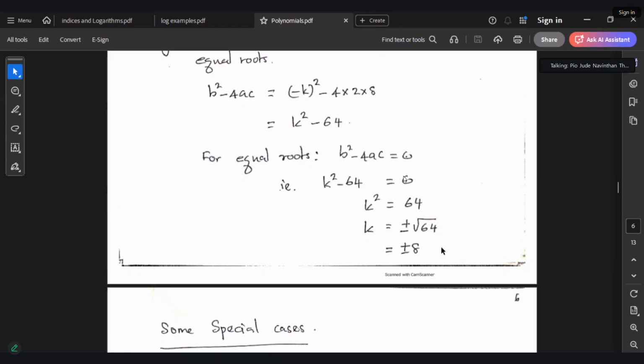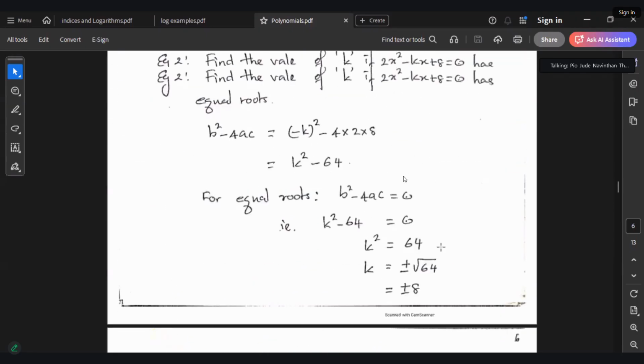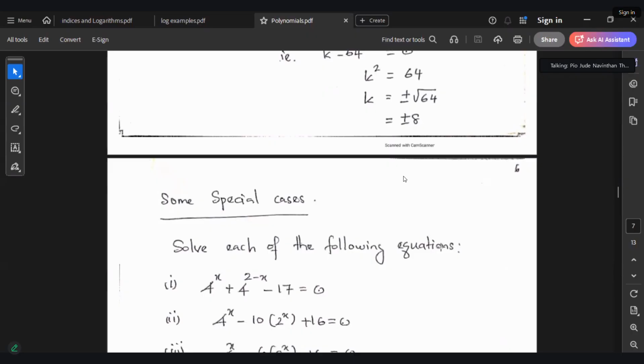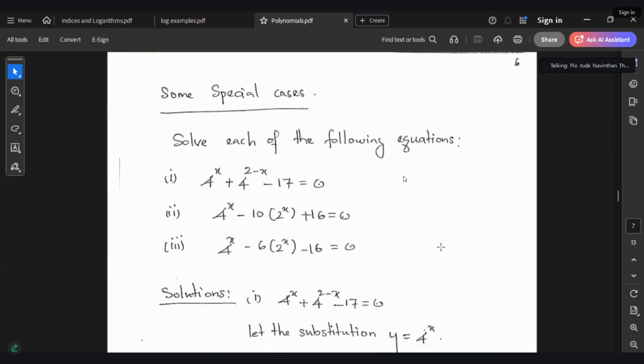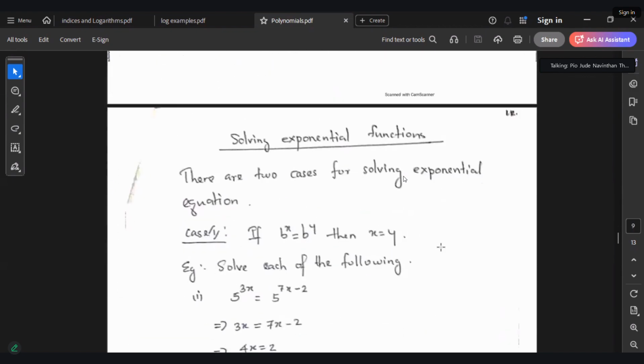So we will stop today. And some special cases, yes, this is okay. It's very good. I come to this point also. Then in the next lectures, we will study special cases, right?